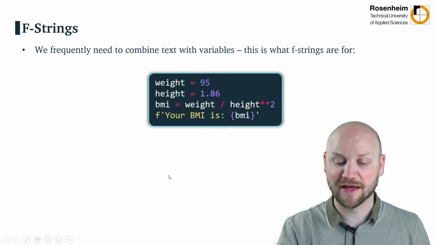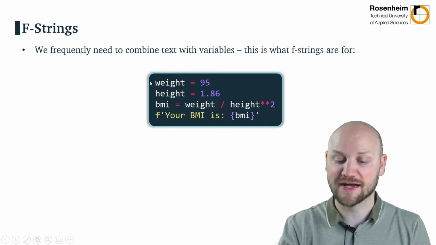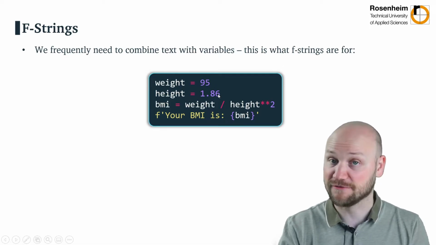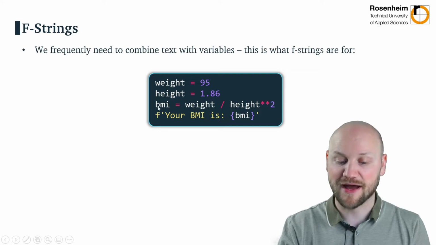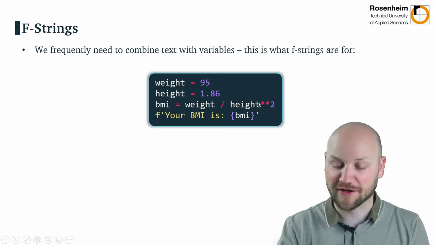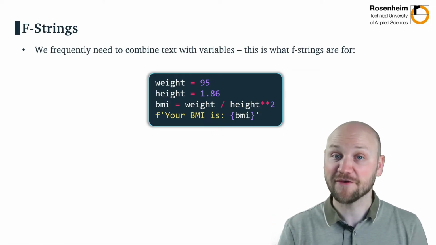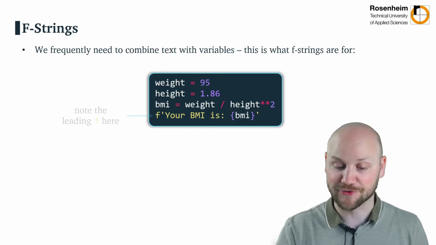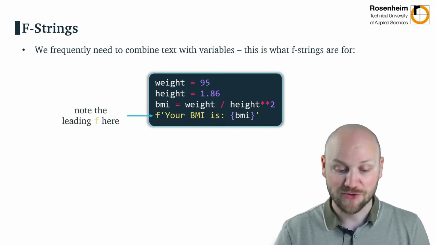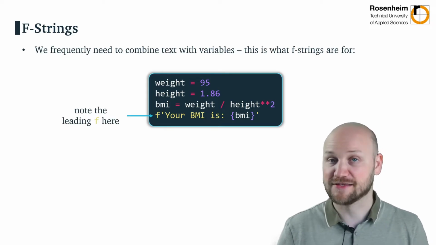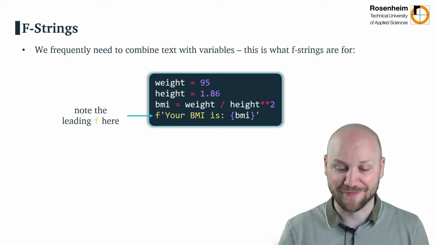Let's make a calculation of a BMI by starting to initialize the weight. This is an integer. Then we are initializing the height. That's actually a float. Then the BMI is calculated as weight divided by the squared height. This is the formula for BMI, and then we use an f-string to put that number in a string. We start with an f, and this is how an f-string is defined.